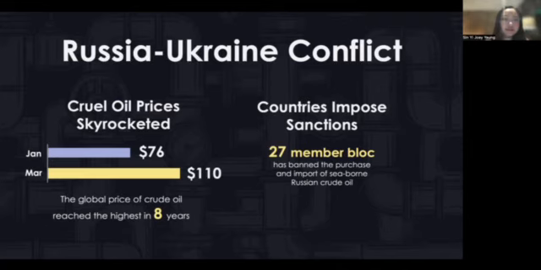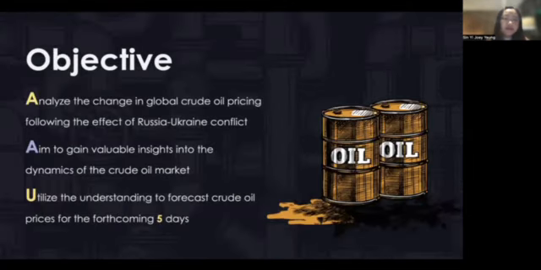Western nations responded to Russia's invasion of Ukraine by imposing sanctions that specifically target the purchase of Russian crude oil. In total, 27 member blocs have banned the purchase and import of Russian crude oil. In our study, our objective is to analyze the change in global crude oil pricing following the effects of the Russia-Ukraine conflict. We aim to gain valuable insights into the dynamics of crude oil markets under such extreme conditions. In order to gain a sufficient result, we try to forecast short-term crude oil prices for the upcoming 5 days based on the information we have.